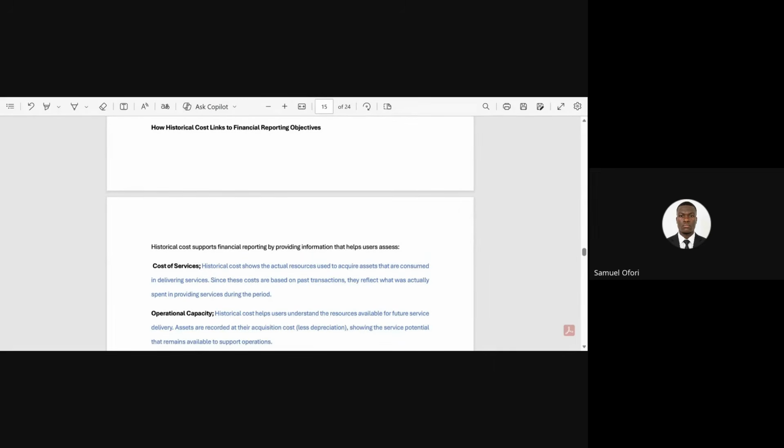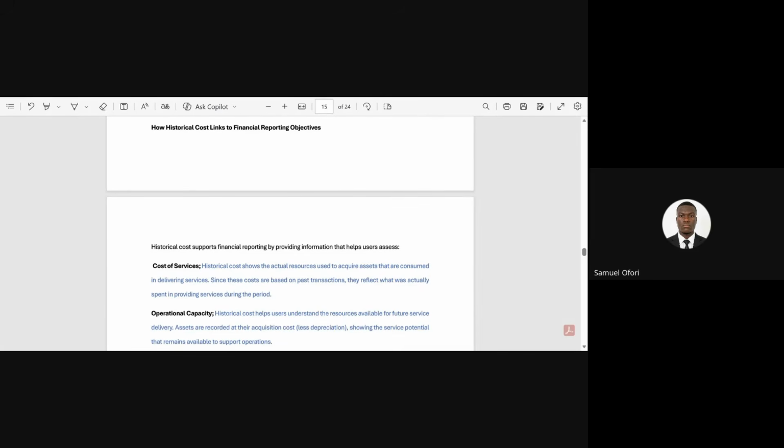Okay, so we have the operational capacity. Historical cost helps users to understand the resources available for future service delivery. Assets are recorded at their acquisition cost, showing the service potential that remains available to support operation. So you have bought an asset, okay? As soon as you buy the asset, that means you have the operational capacity.